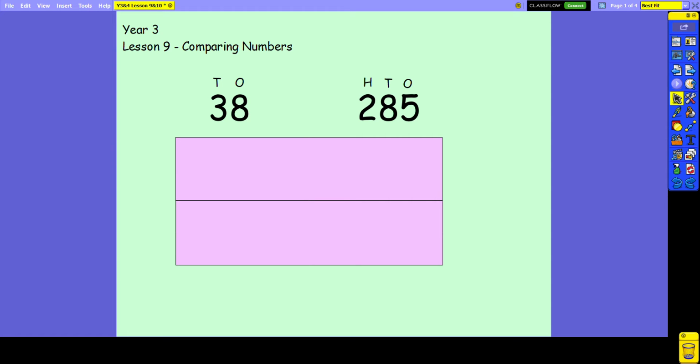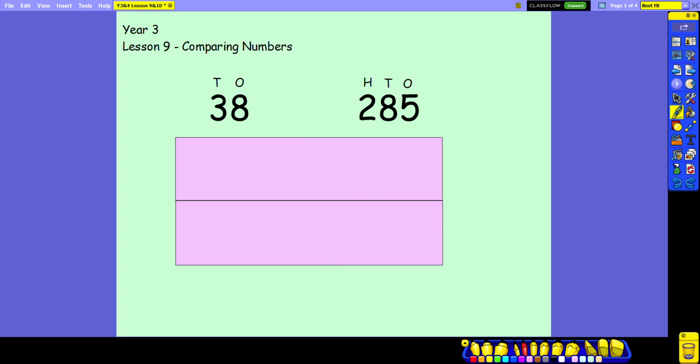In this lesson, we're going to be comparing numbers. Now, I've got two numbers here, and the first thing we need to do is look at the digit furthest to the left. In the first example, the digit furthest to the left is a 3, but we can see it's in our tens column, and there's nothing further to the left than that.